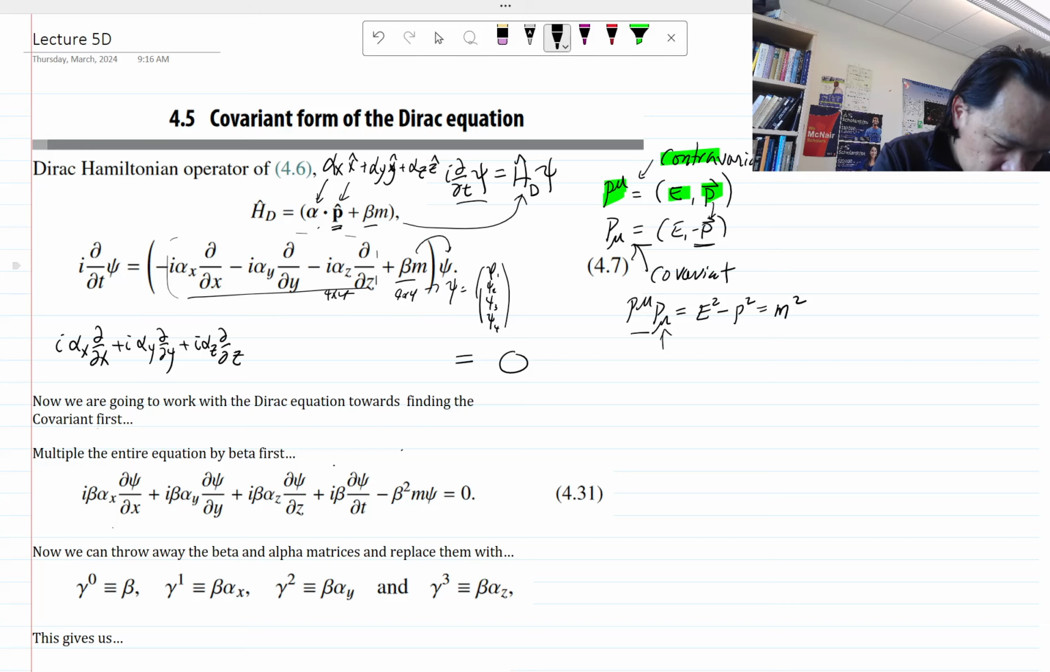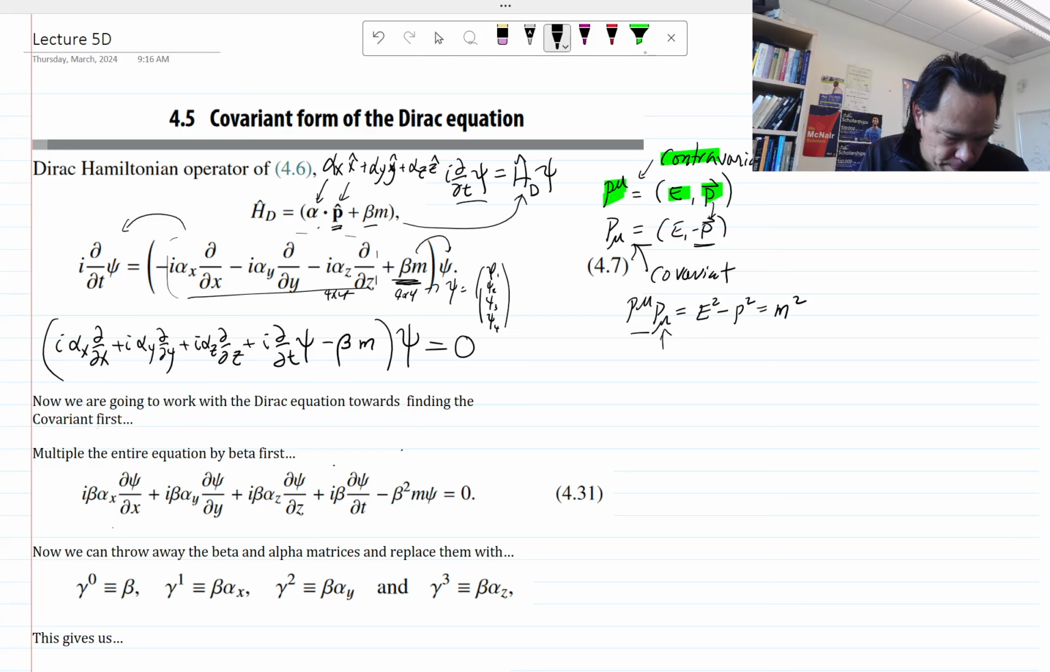Then the next term is the time derivative. Since the alpha terms became positive when I moved everything to the left hand side, the time derivative is still positive, but the beta term, which was positive on the right hand side, becomes negative on the left. All of this is acting on the wave function, and it's all equal to 0 because I moved everything to the left hand side. The first thing we're going to do is multiply this whole thing by beta. Multiplying this entire equation by beta, the first term is going to pick up a beta times alpha x.